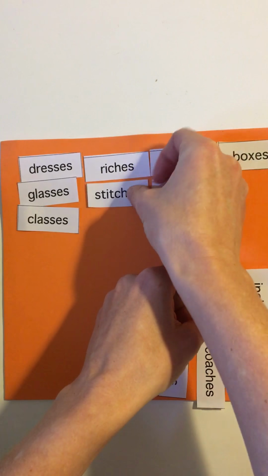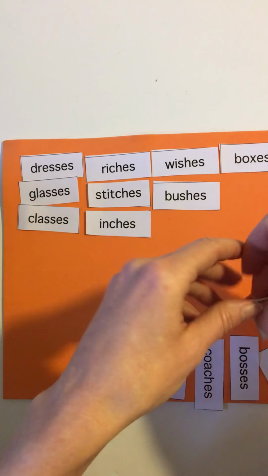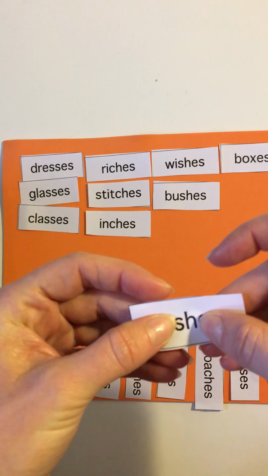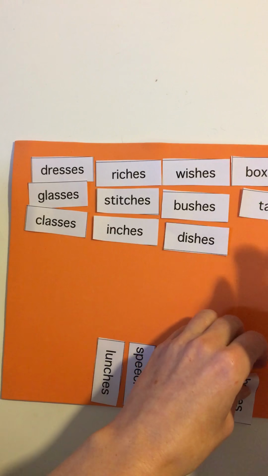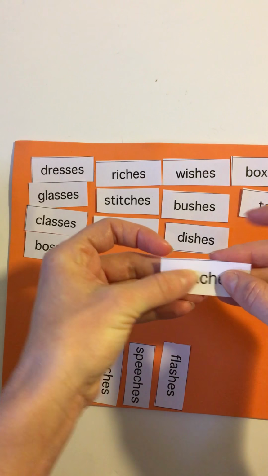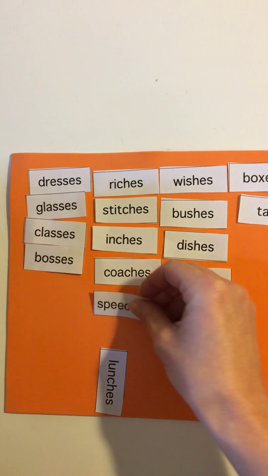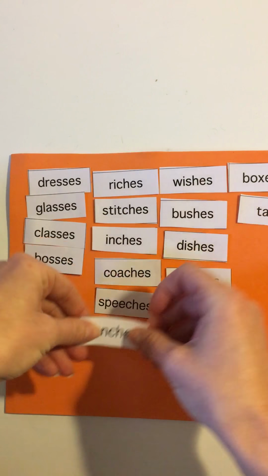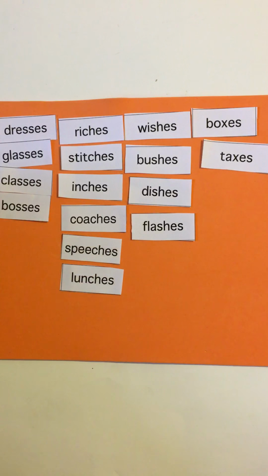Stitch is CH, CH, SH, X, S, CH, SH, CH, and CH. From this sort, what can you conclude about words that end with ES?